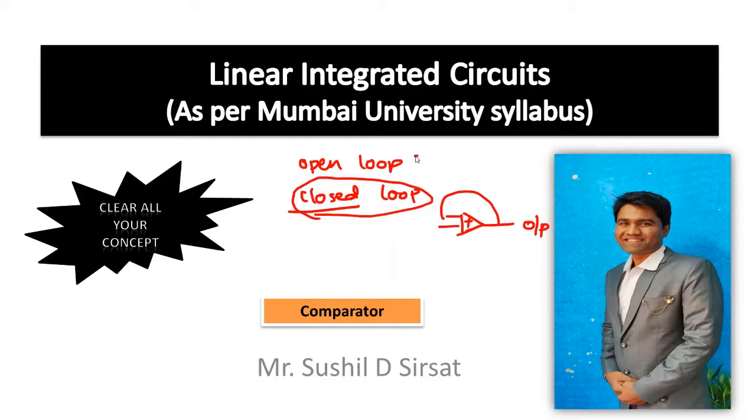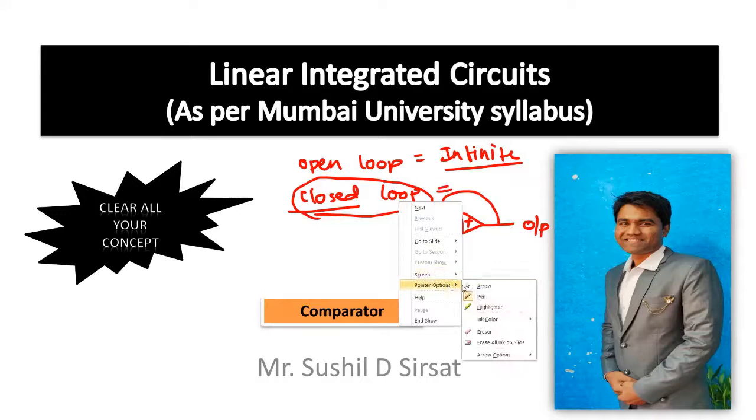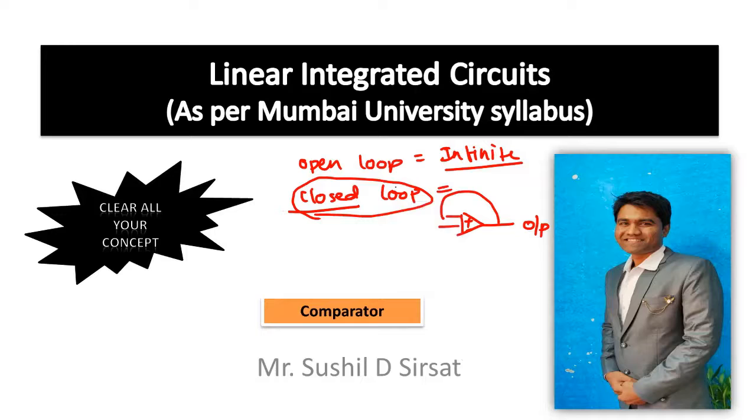The open loop configuration has infinite gain. Closed loop depends on which configuration you are using, inverting or non-inverting. If you are using the operational amplifier in open loop, the best example is the comparator. So in this video, we will see what exactly we mean by comparator.